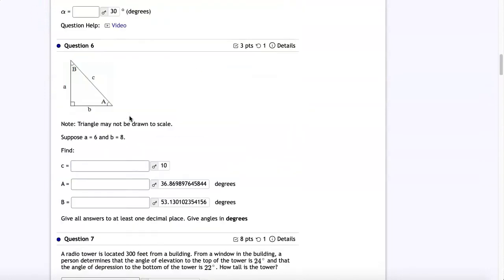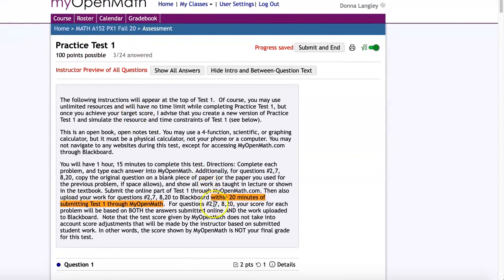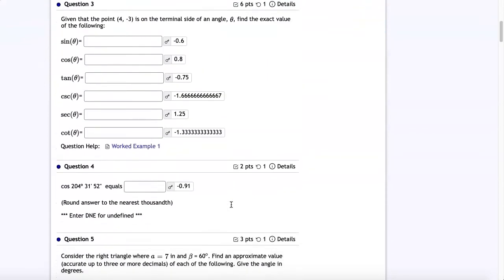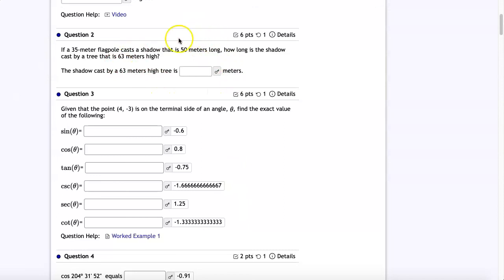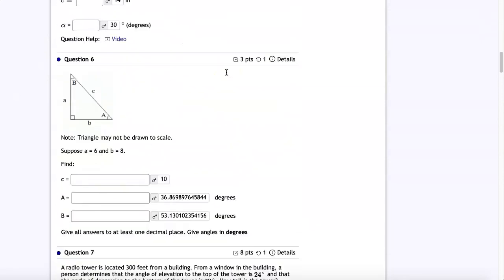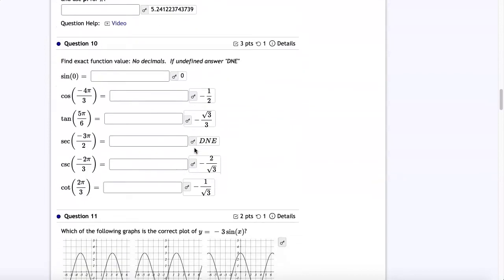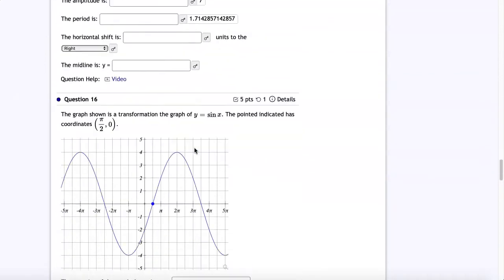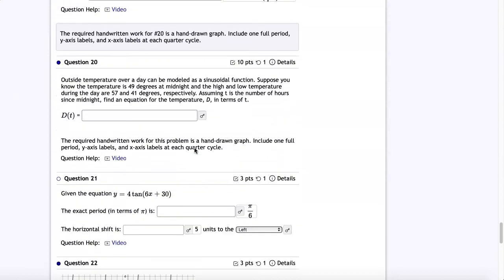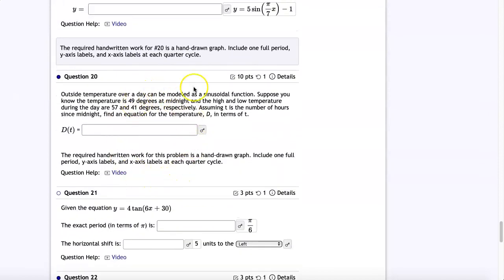And just make sure that you follow the directions that for 2, 7, 8, and 20, you're going to be showing all your work. So again, that would be the triangles fully labeled for number 2. You've got your tower problem fully labeled. Your navigation problem, of course, you need to show all your work for that one. And then for your temperature problem, this one is a tricky problem. It's worth 10 points. But this is a very excellent video that will walk you through exactly what you need to do for that problem.